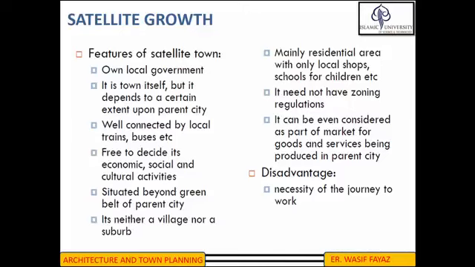The people of the satellite town are free to decide their economic, social, as well as cultural activities. A satellite town is located in such a way that it is away from the green belt of the parent city. The satellite town is mainly a residential area having only local shops as well as schools for children. As there are no industries permitted in a satellite town, the people of the satellite town will depend on the parent city for employment opportunities. The size and development of the satellite town are controlled in such a way that it does not become a rival to any parent town in future.